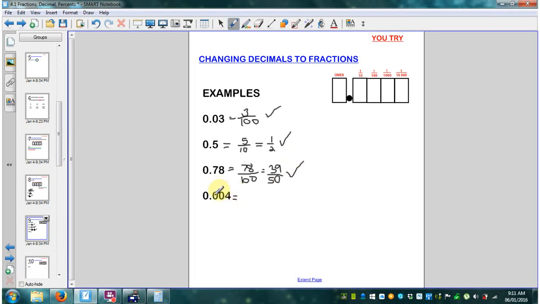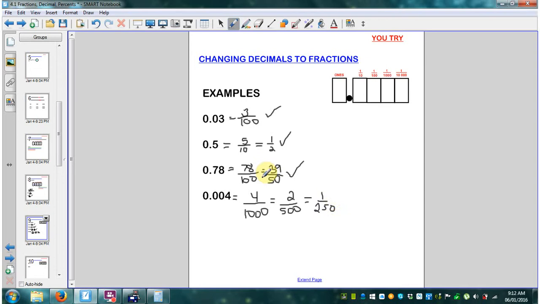Alright, this one, 0.004. We know 1,000 is our denominator, and we have 4 here on top. That can be simplified. These are both even numbers, so right away we can divide both the top and the bottom by 2. And then we can also divide both of these by 2. 2 divided by 2 is 1, and 500 divided by 2 is 250.